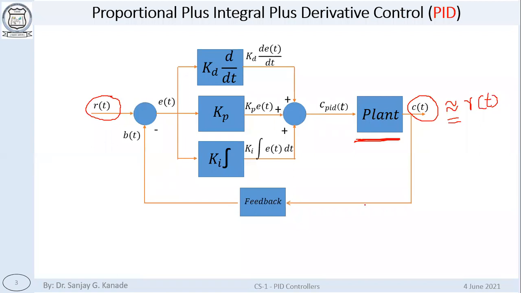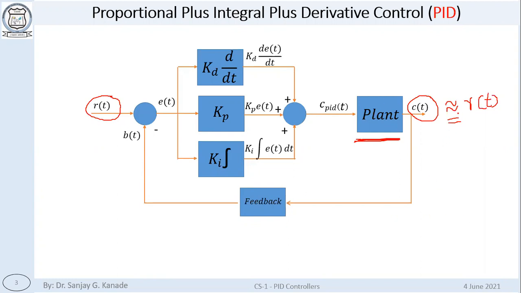This is the ideal case that we want. Ideally, we want the output of the plant to be equal to the input. However, we may not always get the exact value. There may be some errors, which can be transient errors or steady state errors. We have seen steady state errors, right? You remember that in the second unit we talked about the steady state errors, right?